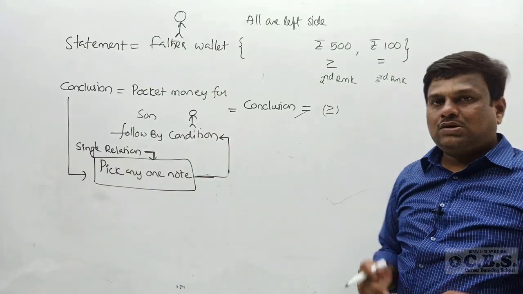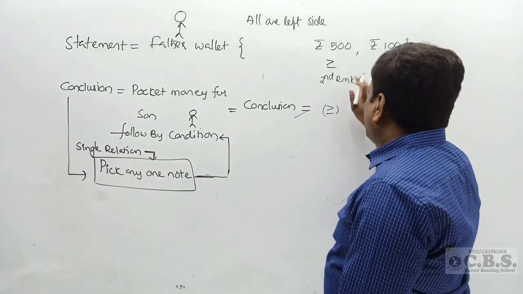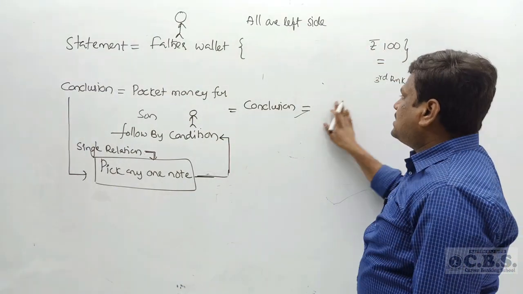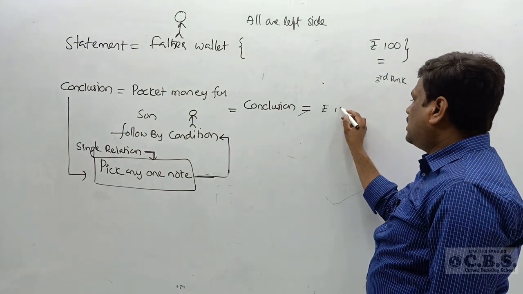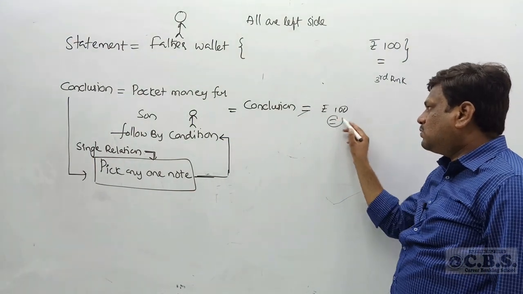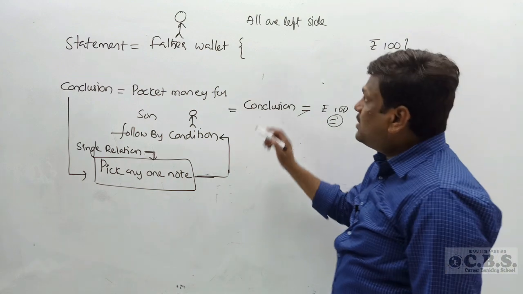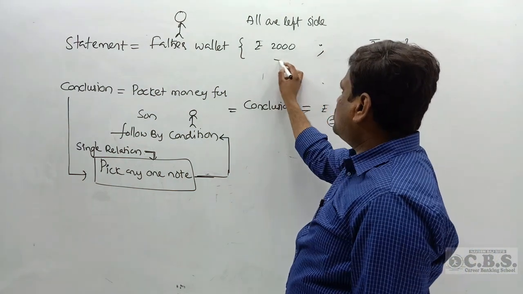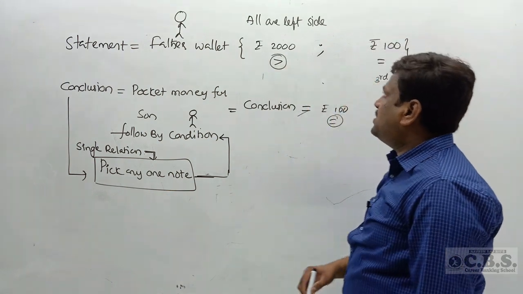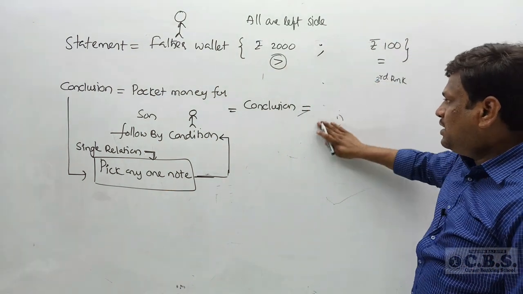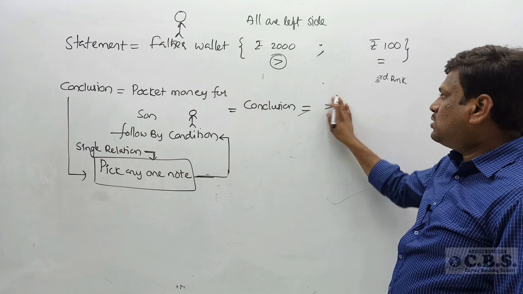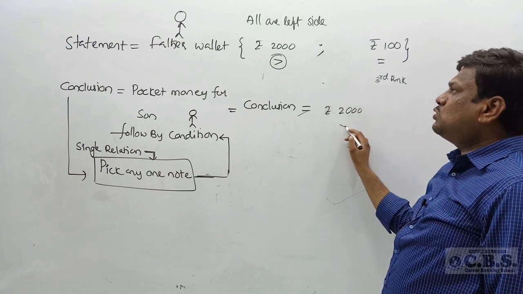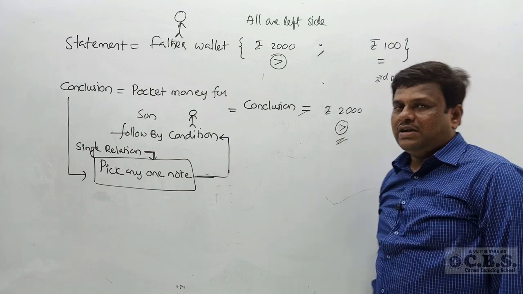So a 500 rupees note. Okay, this is simple. If the father has only a 100 rupees note, obviously which note is the son going to pick up? The 100 rupees note. Nothing but the equal symbol. If the father's wallet has a 2000 rupees note and a 100 rupees note, 2000 means all symbols are on the left side, less than, more than. Definitely the son is going to pick up the 2000 rupees note. Nothing but more than is the right answer.